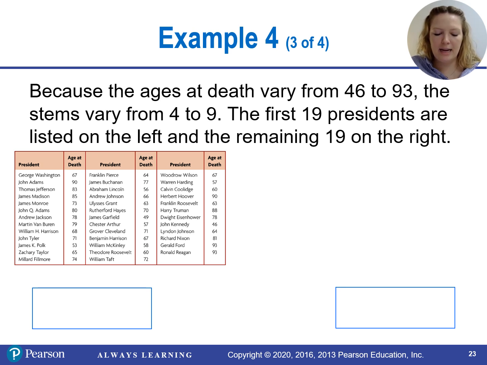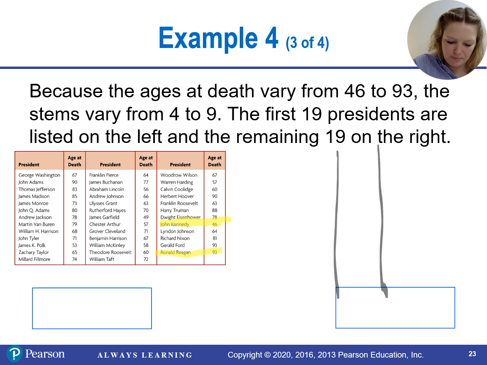So the ages at death vary from anywhere between 46 to 93. I think that the president who died the youngest was JFK at 46, and then Ronald Reagan and several others also made it to 93, or maybe just one other, just Ford. So we need our stem and leaf plot to go from 40 to 96. So I would have 4, 5, 6, 7, 8, 9.